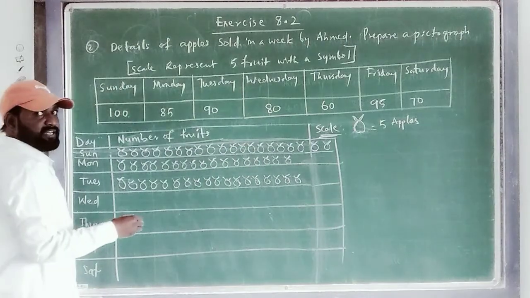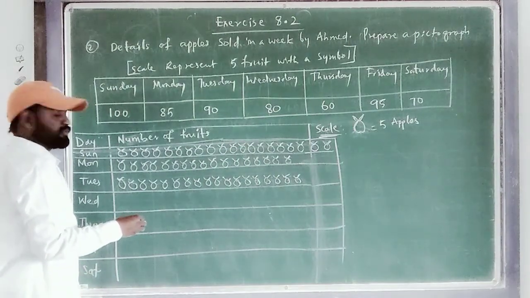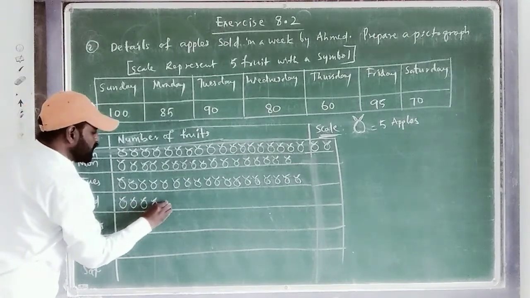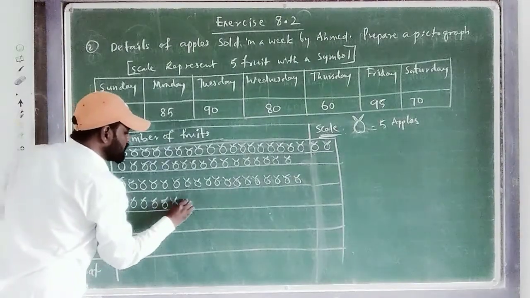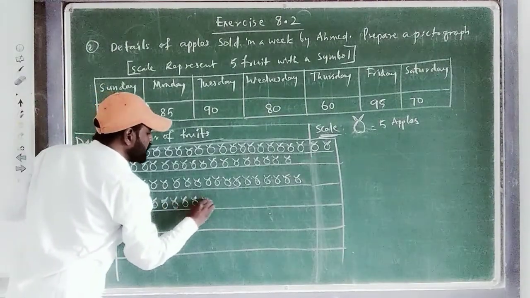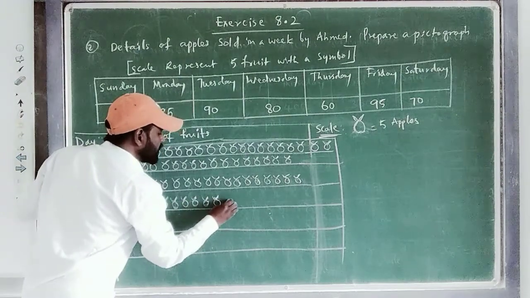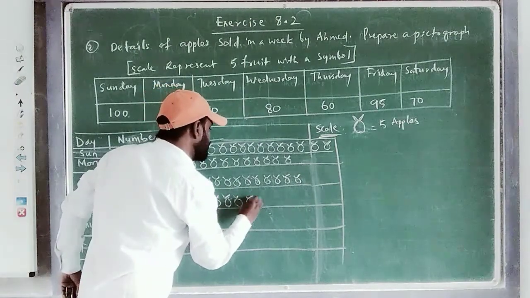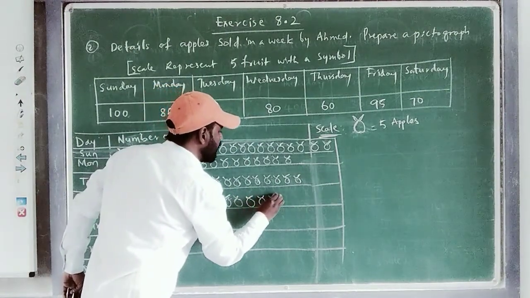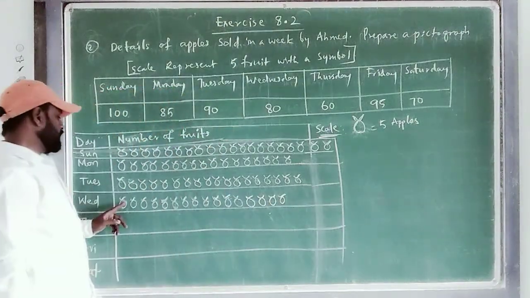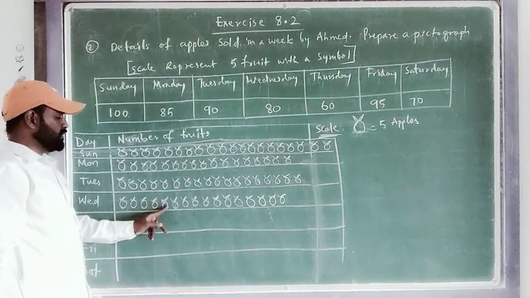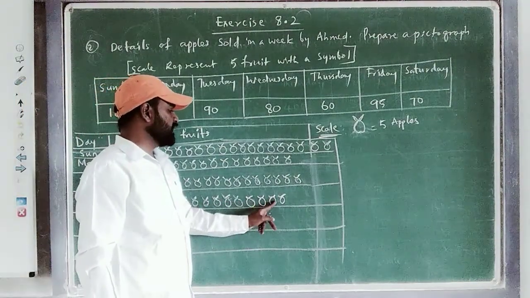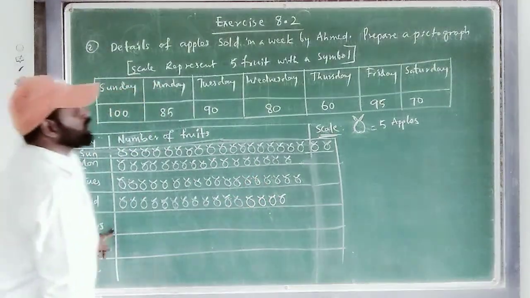Wednesday, how many? 80. 80 divided by 5, how much? 16 will come. So 16 times. 1, 2, 3, 4, 5, 6, 7, 8, 9, 10, 11, 12, 13, 14, 15, 16. One means 5. So 5, 10, 15, 20, 25, 30, 35, 40, 45, 50, 55, 60, 65, 70, 75, 80. Like that.